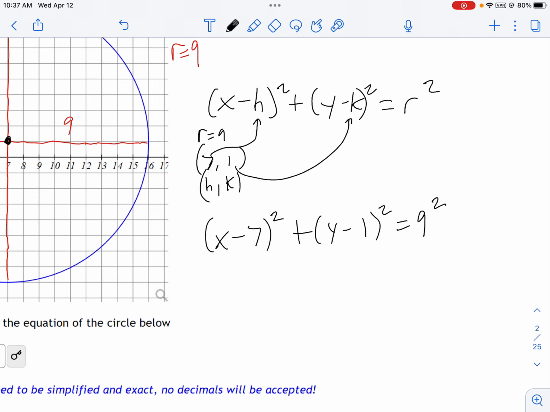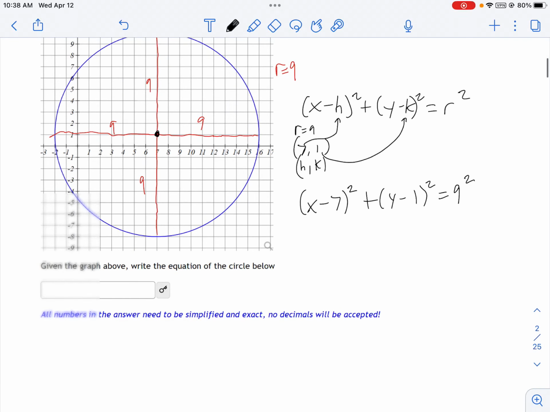Now I have to be a little careful here. All of your numbers need to be simplified, so we don't want to put 9 squared. We would rather put 81 instead. So we have (x − 7)² + (y − 1)² = 81, and that would be it. That is as simplified as it's going to get. You don't have to do anything else on that, and that's how you would get that equation.